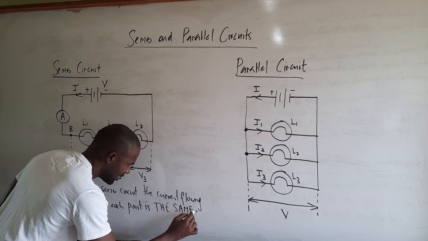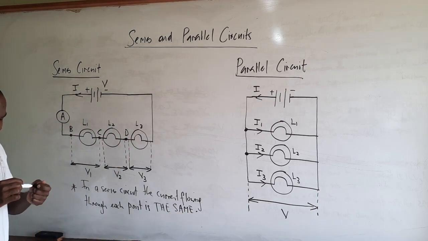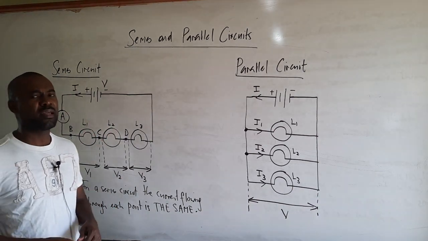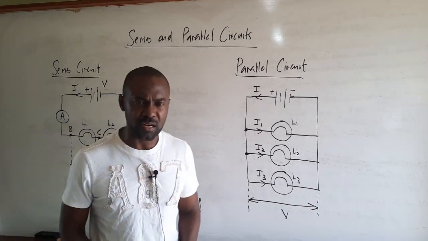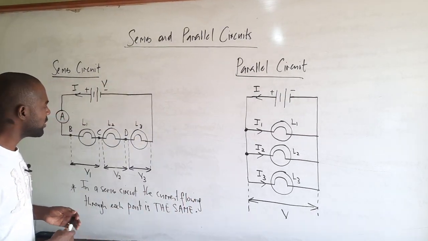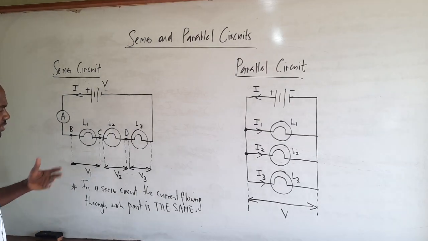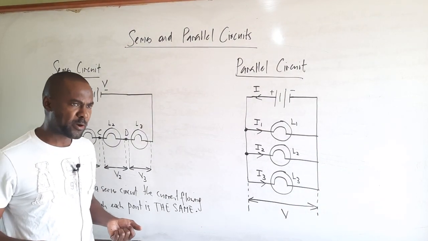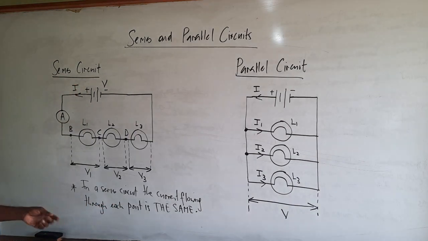So that is basically the first property of series circuits that we'll mention. Generally, if components are connected in series, it means that the same current will be flowing through them. It doesn't matter in which direction or at what point in the circuit you place the ammeter, it will always give the same reading, right?